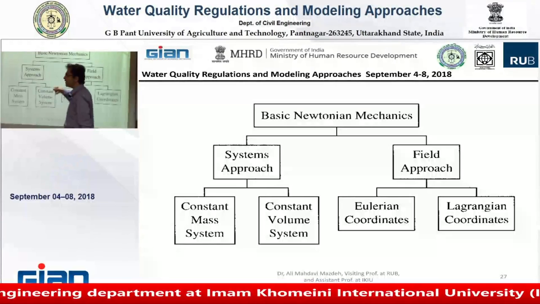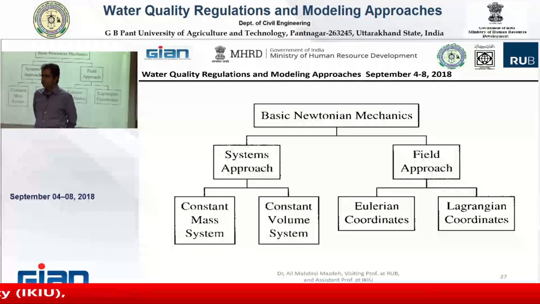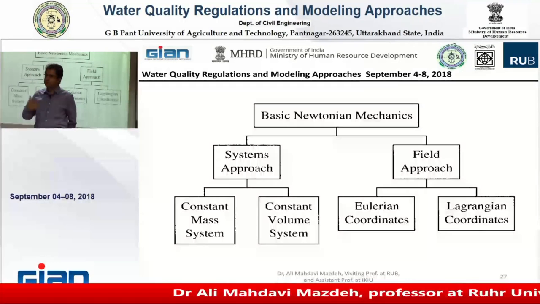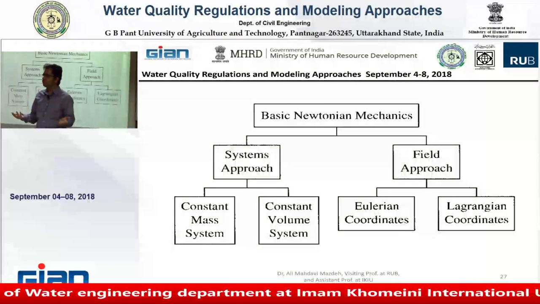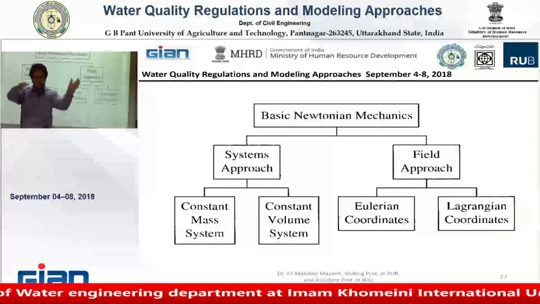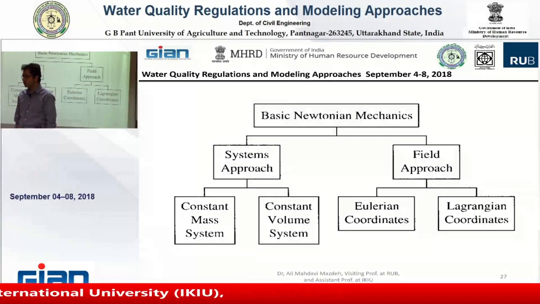What comes to your mind when I say, for example, water quality modeling? Or not water quality modeling, model. Model is better. When you hear the name of the model, what comes into your mind? What is your expectation of the model? You have a river and you make it smaller. No, we are talking about a mathematical model. When we say mathematical model, what comes to your mind?